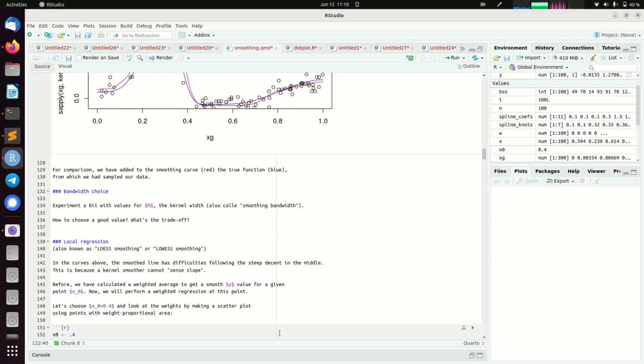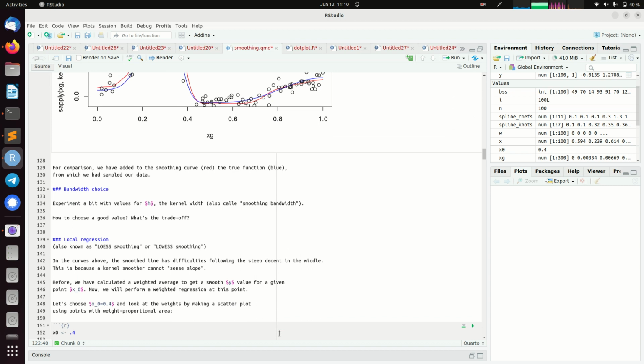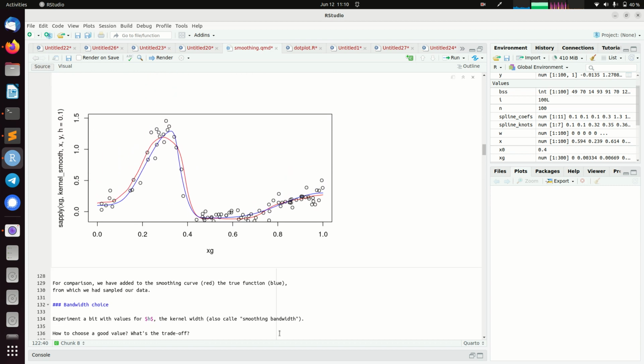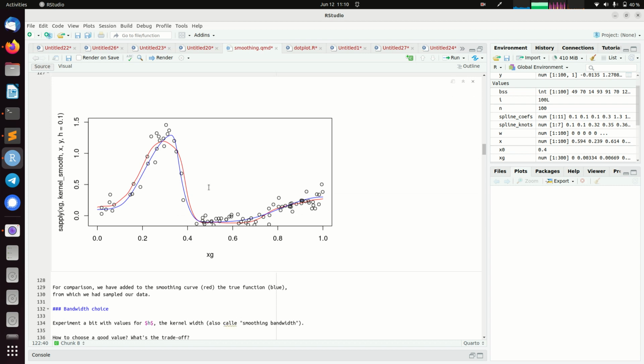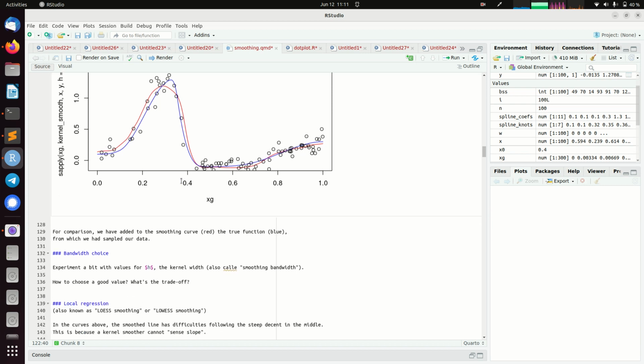Now we can refine these things, because one aspect that you will always notice is that here, this thing doesn't really manage to follow this steep decline. Along the steep decline, it's always a bit too high. And I would now want to improve on that by being able to follow these sudden dynamic changes better. And this is where local regression comes in.